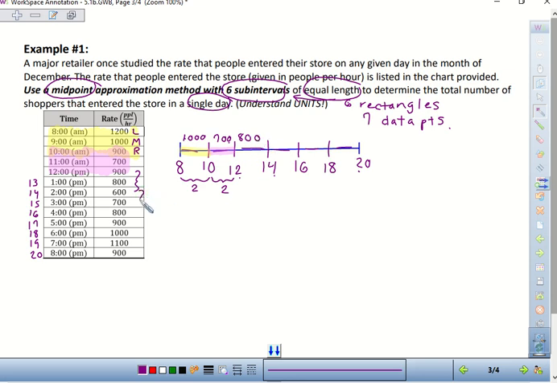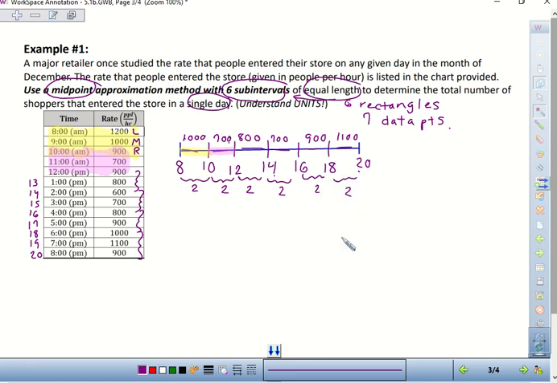From 14 to 16, my middle number is 700. And the width is still 2 for both of these. And then from 16 to 18, 900. And then from 18 to 20, 1100. So see how you don't have to actually draw the graph to get a visualization of what's happening.